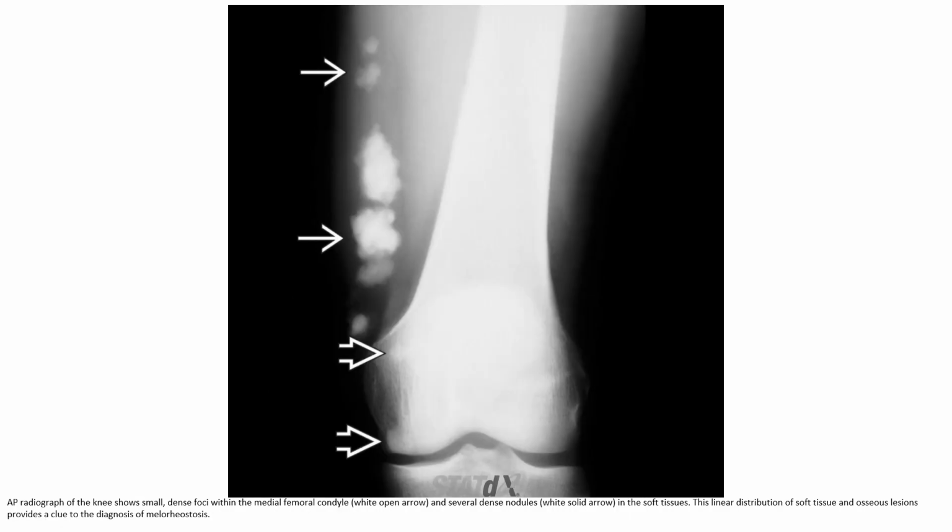AP radiograph of the knee shows small dense foci within the medial femoral condyle and several dense nodules in the soft tissue. This linear distribution of soft tissue and osseous lesions provides a clue to the diagnosis of melorheostosis. Thank you.